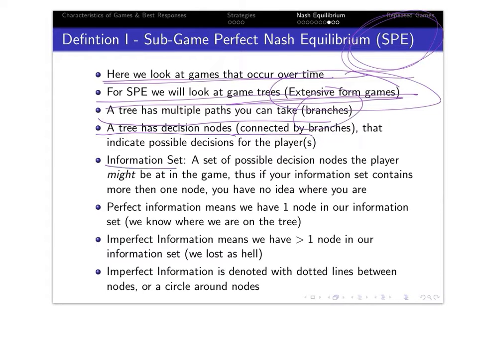An information set is a set of possible decision nodes that the player might be at in the game. Thus, if your information set contains more than one node, you have no idea where you are. So if you have full information, then you should know where you are in the game tree. There's an example tree coming that I stole out of Toru's game theory course. For those of you who remember, they're drawn terribly, but that's okay.